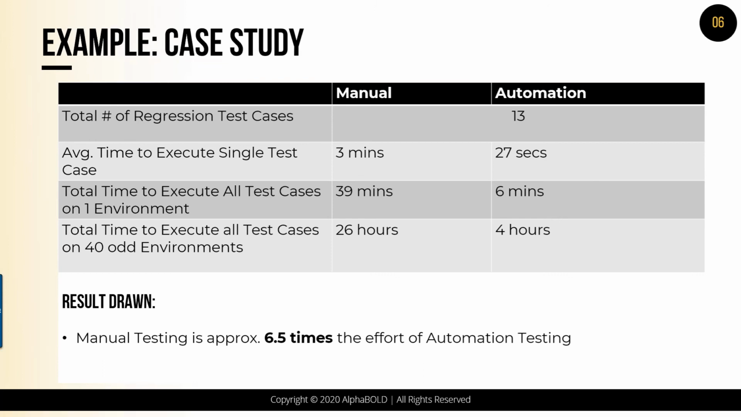A single test case took around 27 seconds to execute. All 13 test cases on a single environment took about 6 minutes. To verify the 40 environments, the total time spent by the automation testing was 4 hours. So manual testing is approximately 6.5 times the automation testing effort.